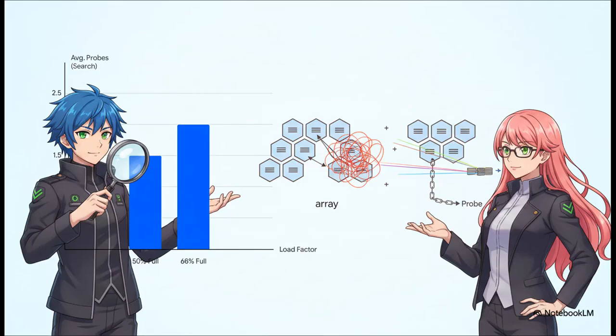And this clustering just totally wrecks performance. As the table's load factor, which is just how full it is, goes up, the number of checks you have to do skyrockets. When the table is 50% full, a search takes about 1.5 checks on average, but by the time it's just 2/3 full, it's already up to 2 checks, and it gets exponentially worse from there. Suddenly, those instant searches are not so instant anymore.